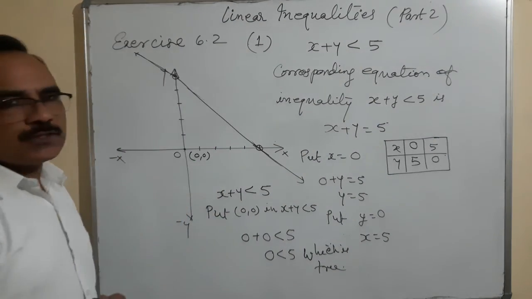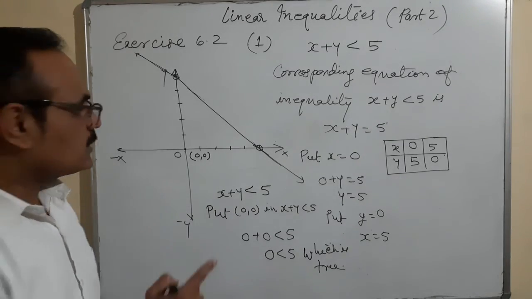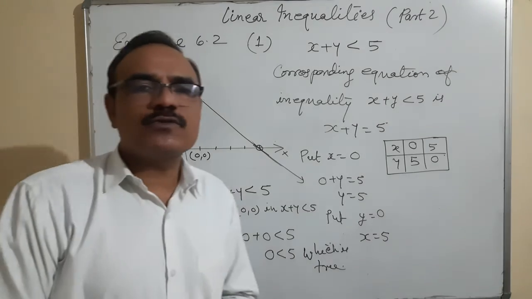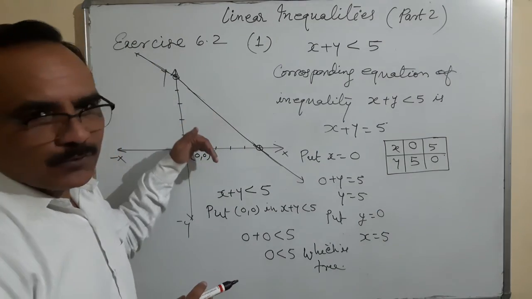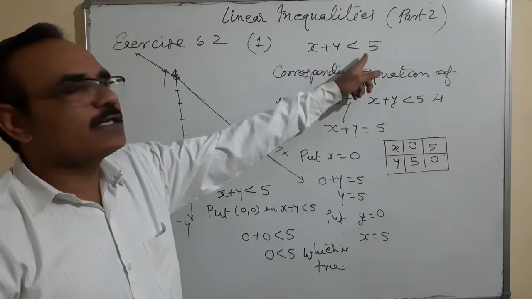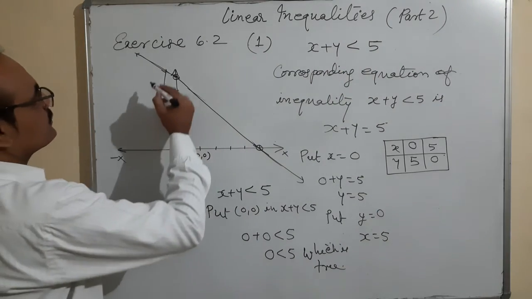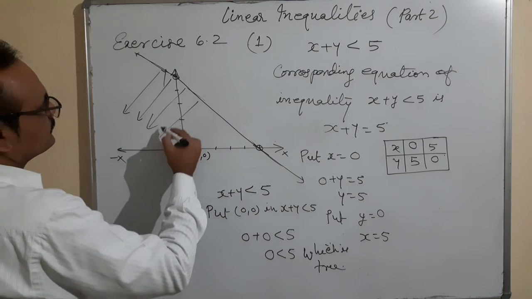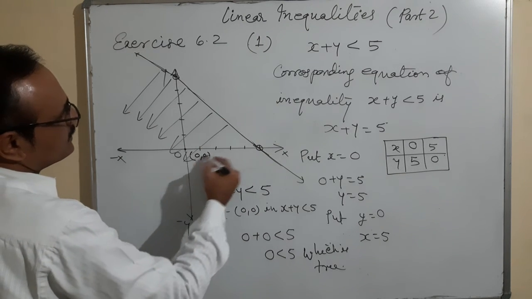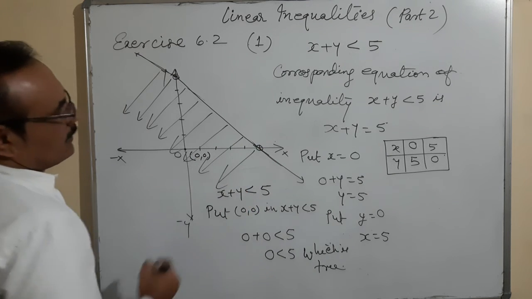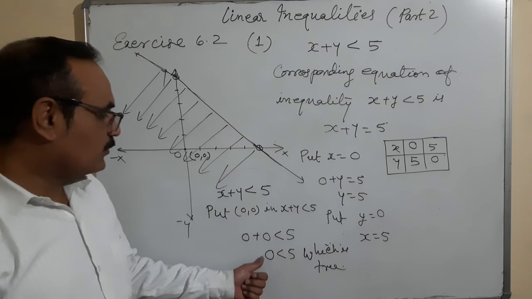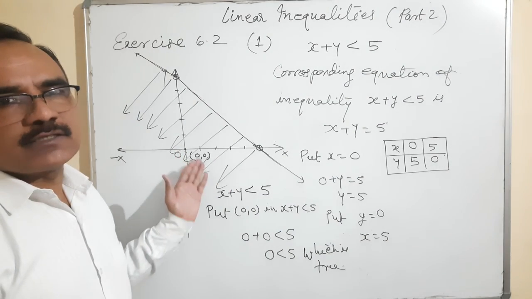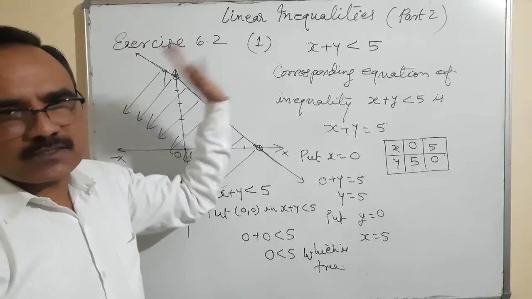And which is true, what does it mean? This point 0 comma 0, the point which we have taken, is satisfying this region. And if this point is satisfying this region, that means the shaded portion, or x plus y less than 5, is representing that portion. Is it okay? This entire portion is representing. Suppose if 0 were greater than 5, then what happens? This portion is not shaded, this portion is not representing, that means the other is representing.